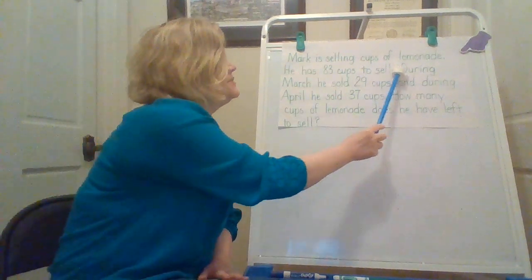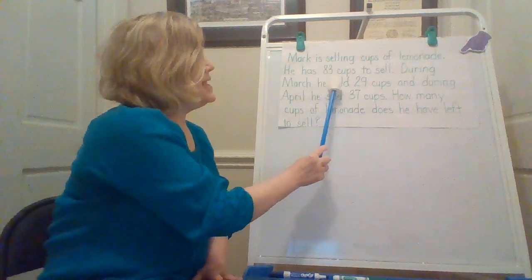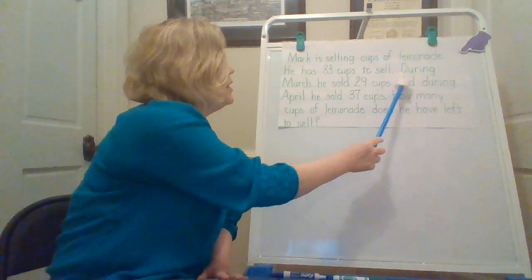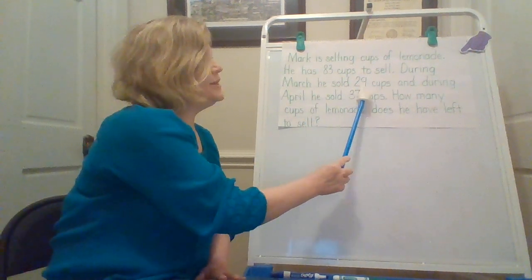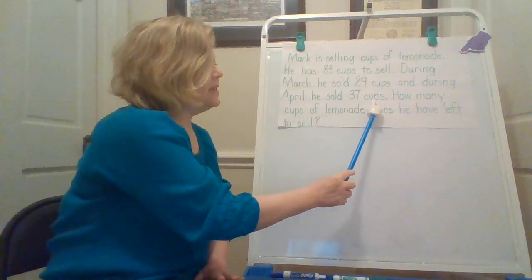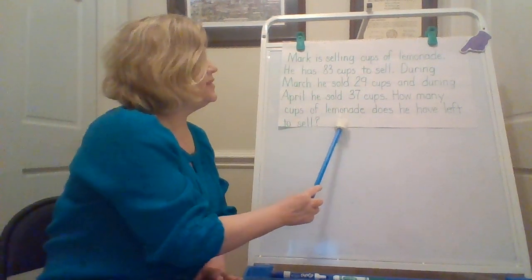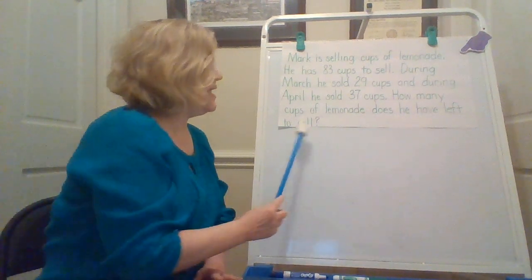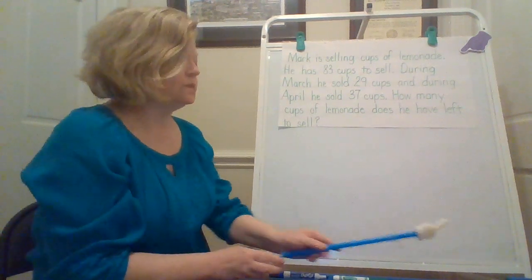Mark is selling cups of lemonade. He has 83 cups to sell. During March, he sold 29 cups, and during April, he sold 37 cups. How many cups of lemonade does he have left to sell?